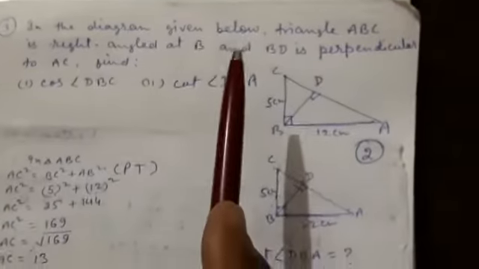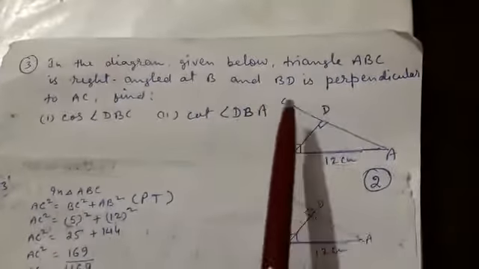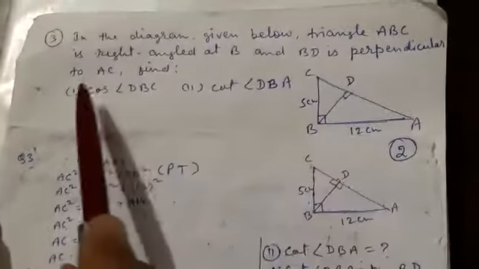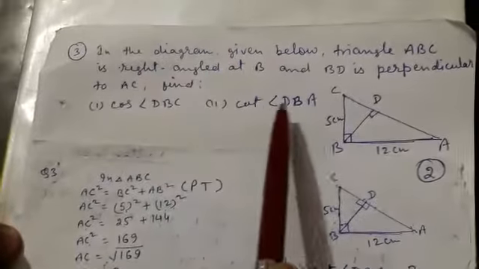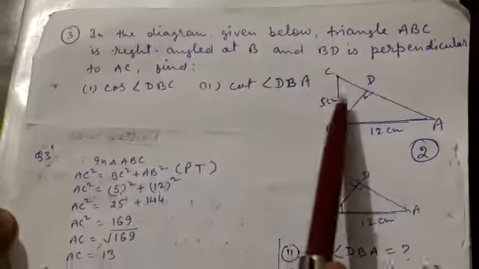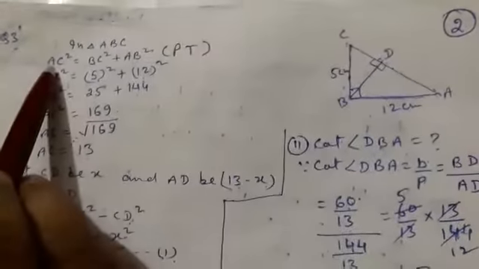In the diagram given below, triangle ABC is right angled at B, it is given, and BD is perpendicular to AC. Find first part cos of angle DBC, second part cot of angle DBA. Now we will see in triangle ABC. In triangle ABC, first we'll find out the value of AC.